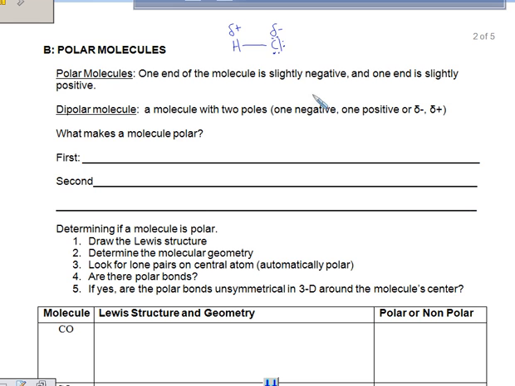So we know what makes a bond polar. It's the difference between the electronegativity of the atoms. What makes a molecule polar? Because a molecule can be more complicated. You have multiple atoms. Well, the first thing is that the molecule should have polar bonds. And the second thing is that the polar bonds must be unsymmetrical.